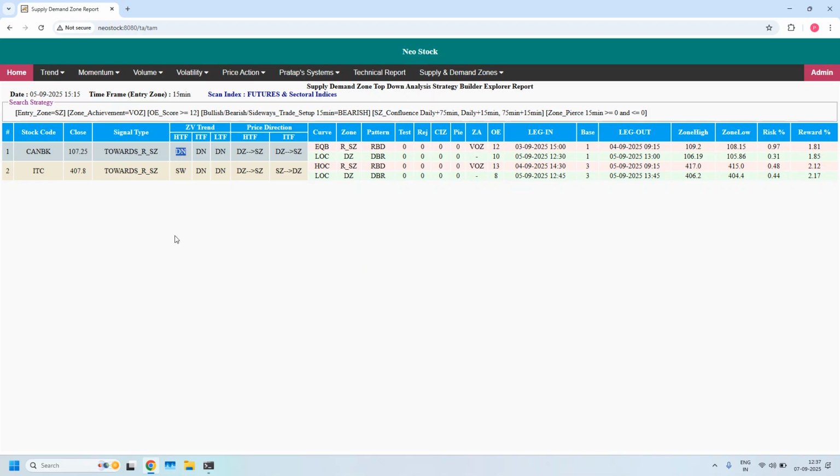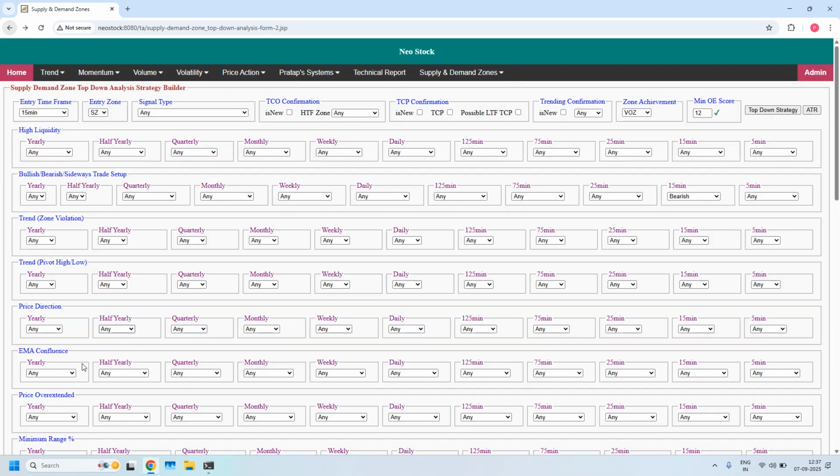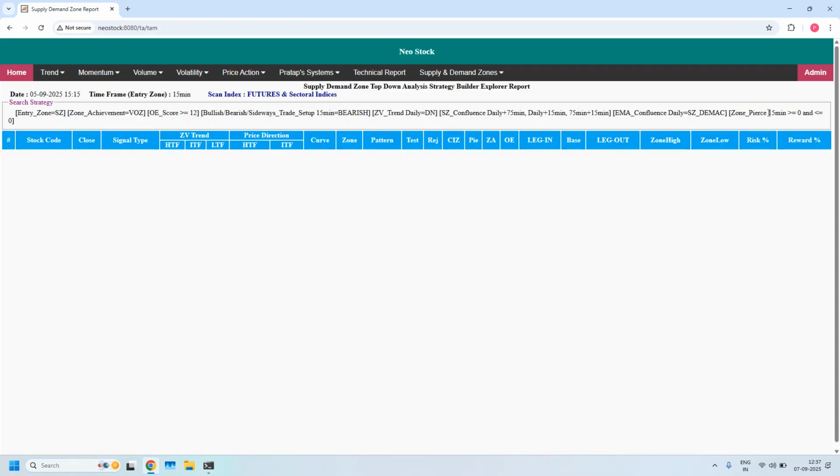Let us verify if this daily supply zone has daily EMA confluence. Daily supply zone with daily EMA, and also trend on the daily should not be sideways. It should be downtrend because it is a bearish trade setup. So no stocks are having high probability trade setups. So this is bearish trade setup for daily income trade.